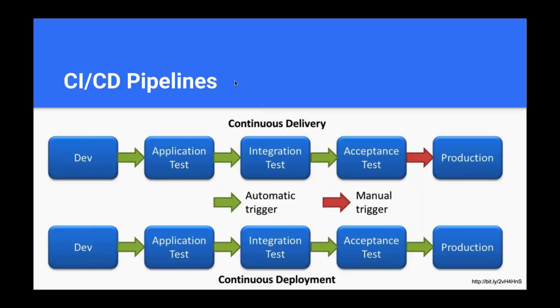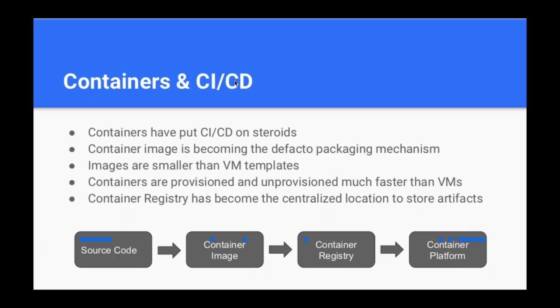Essentially, there is an automated pipeline that takes your build, takes your code, and moves it across multiple environments, multiple stages, finally to make it into the production environment. So this is the best practice in software development lifecycle, closely tied to the agile development pattern and the DevOps paradigm. So containers have revolutionized the CI/CD pipelines, because containers are becoming the de facto artifacts.